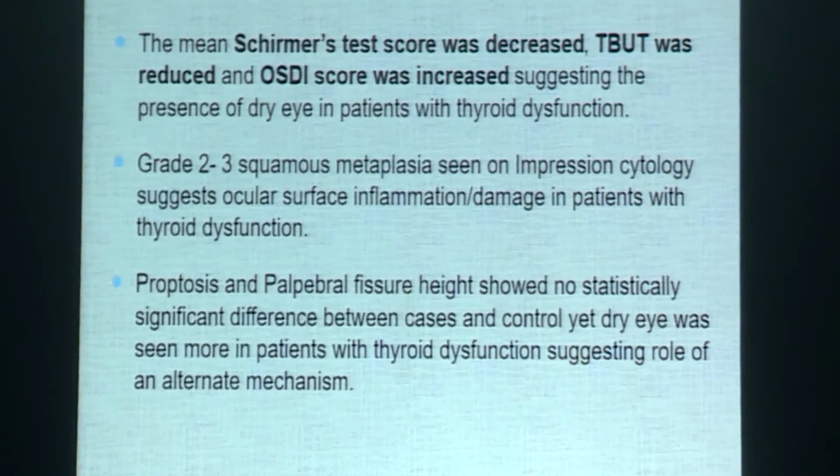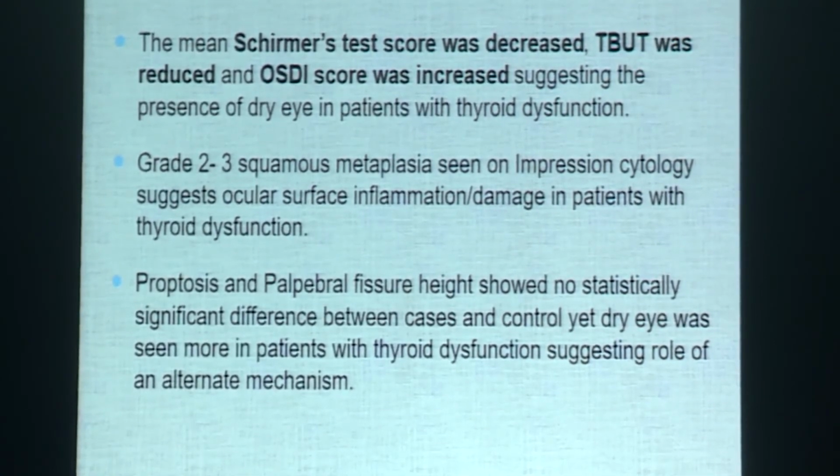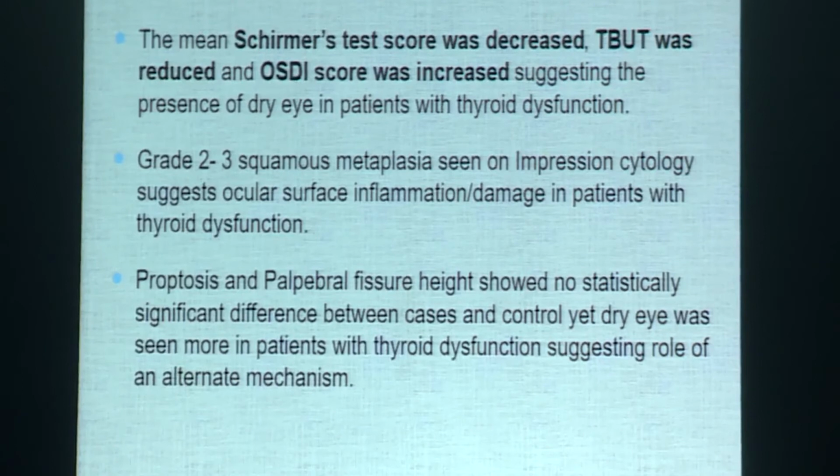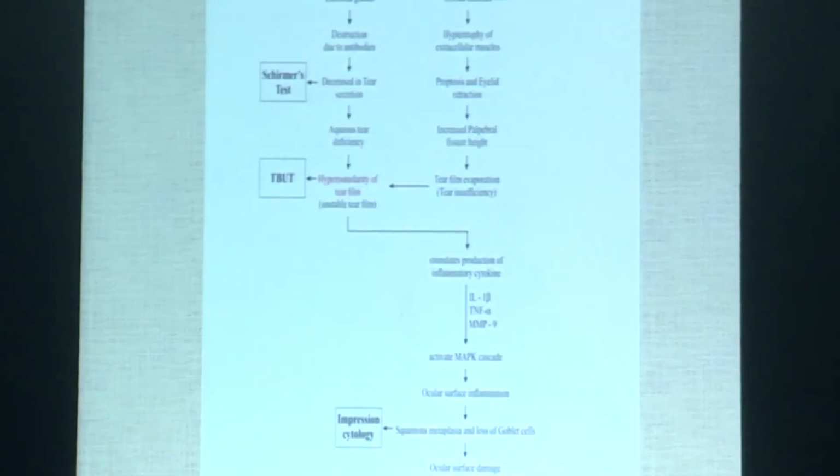Now proptosis and palpebral fissure height showed no difference between cases and control. Yet dry eye was present. So definitely there had to be some alternative mechanism other than proptosis and increase in palpebral fissure height. So I studied, reviewed, and came to an ideology. There are 2 charts I want to show.